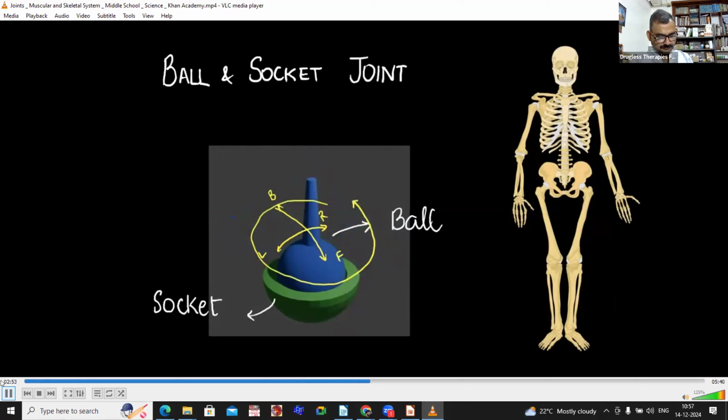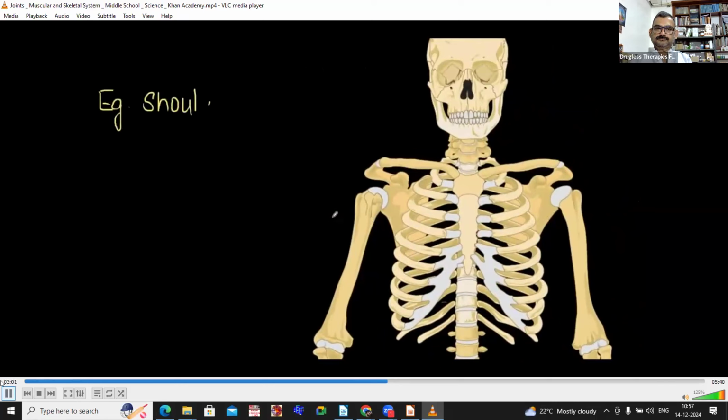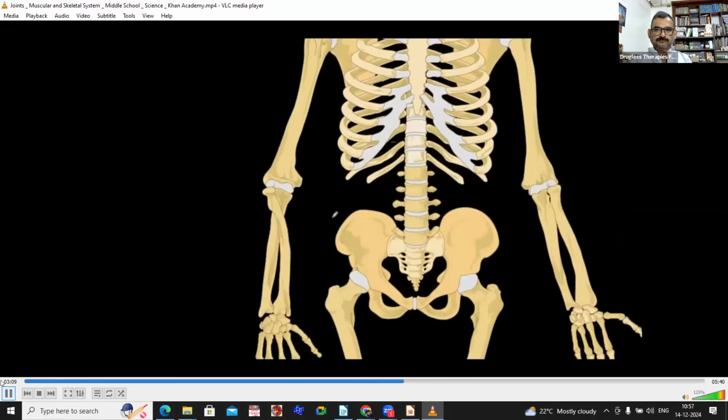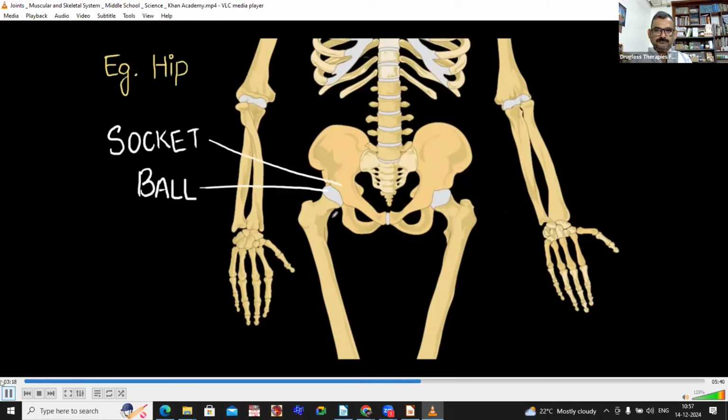Can you think of any of the joints on your body that act like this? Well, you may have gotten it right. The joint at the shoulder is a ball and socket joint. Can you spot the ball here? Right. Yes, that's the ball, and the socket is there. Another example is the hip joint. This also has a ball and socket feature. The ball is here, and it sits inside the socket.